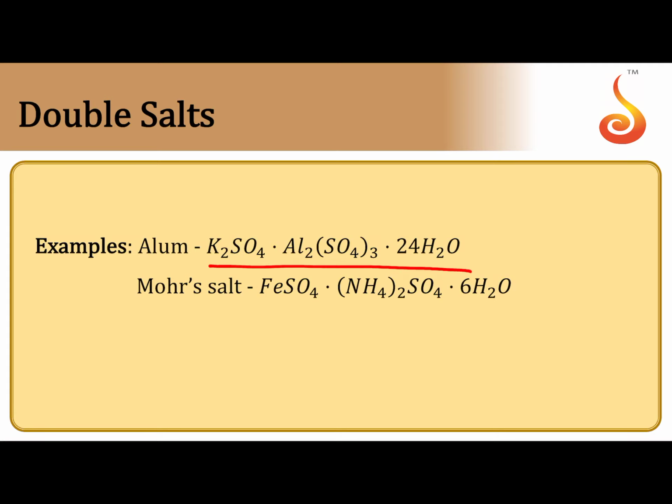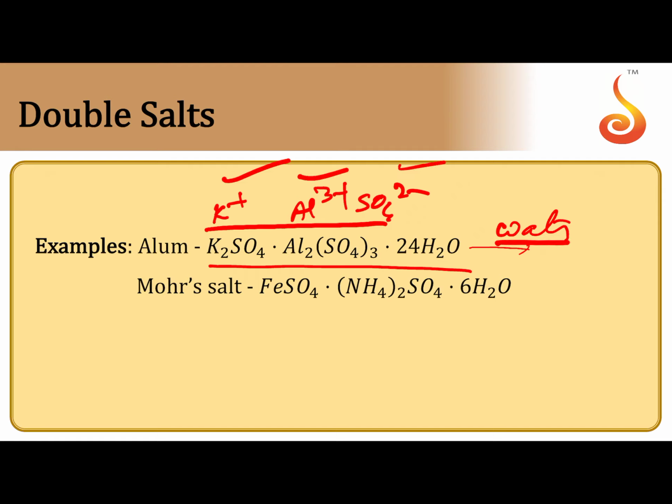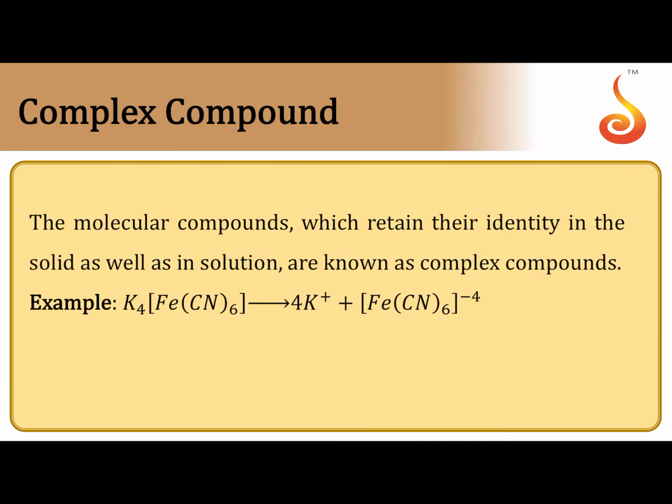Take potash alum: in the solid state it has K+ ions, Al3+ ions and SO4 2- ions. Three types of ions are present in the solid state. When it is dissolved in water, it splits into the same three types of ions; that is a double salt. The same thing applies to Mohr's salt also.